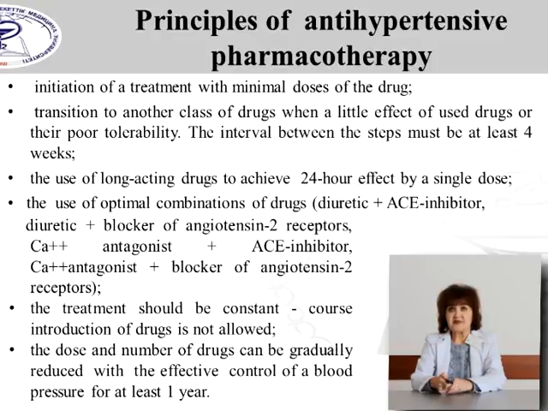Principles of antihypertensive pharmacotherapy. Initiation of a treatment with minimal doses of the drug. Transition to another class of drugs when a little effect of used drugs or their poor tolerability. The interval between the steps must be at least 4 weeks. The use of long-acting drugs to achieve 24-hour effect by a single dose.